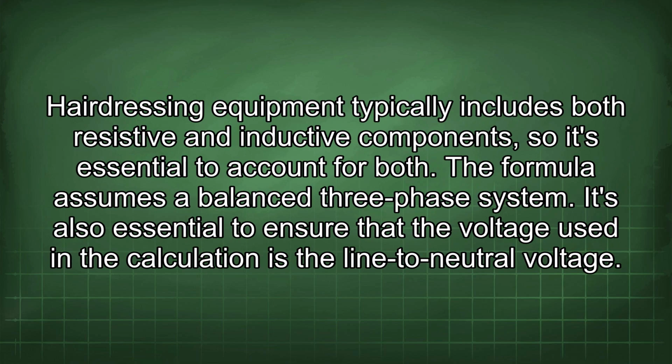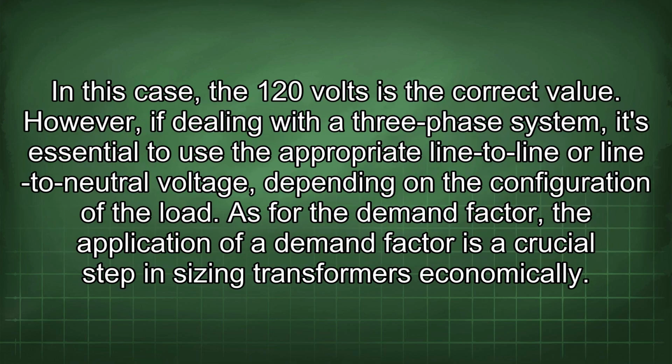Hairdressing equipment typically includes both resistive and inductive components, so it's essential to account for both. The formula assumes a balanced three-phase system. It's also essential to ensure that the voltage used in the calculation is the line-to-neutral voltage. In this case, the 120 volts is the correct value. However, if dealing with a three-phase system, it's essential to use the appropriate line-to-line or line-to-neutral voltage, depending on the configuration of the load.